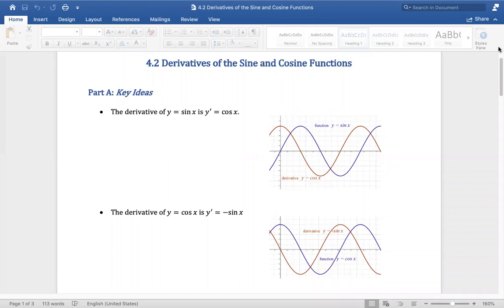So for lesson 4.2, we're still looking at the derivatives of the sine and cosine functions. Just to recall from the last lesson, 4.1, I would have your 4.1 notes out in front of you if you can, or if you're watching on your own, maybe have it up on the screen to pause the video at times when I say to relate back to those graphs.